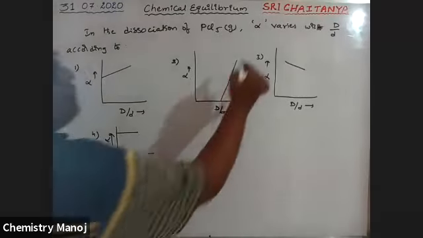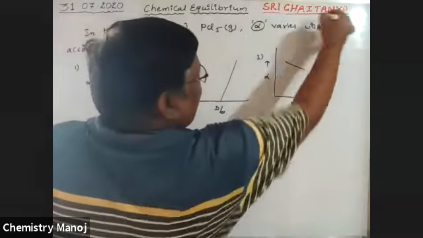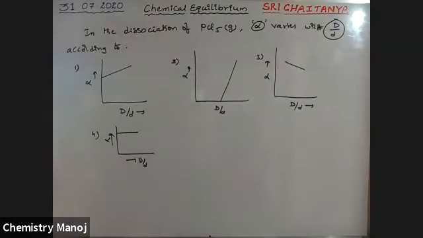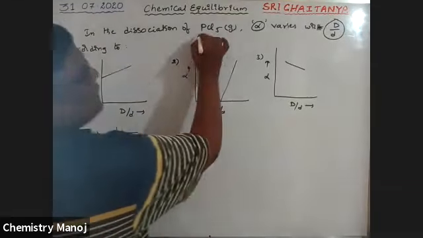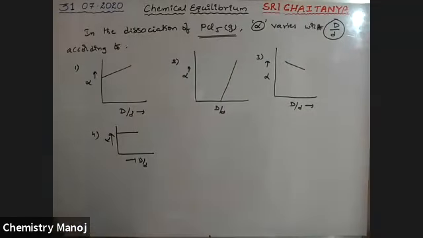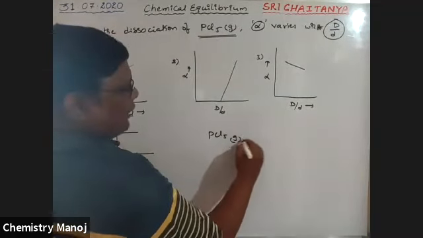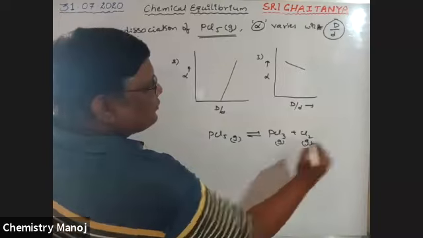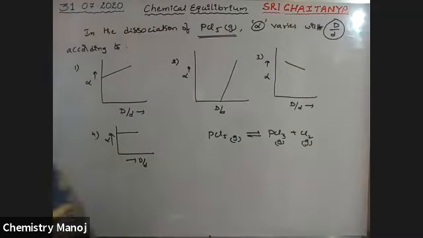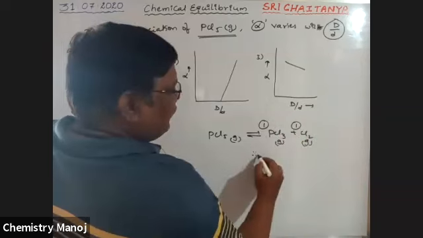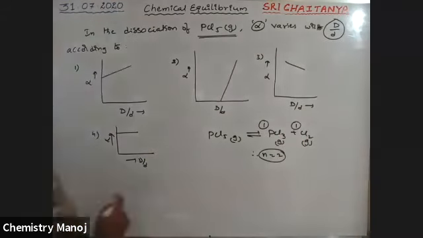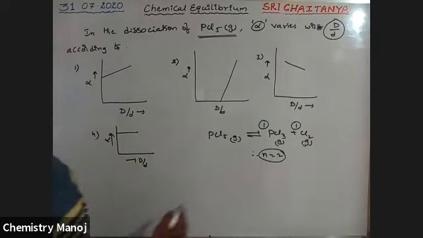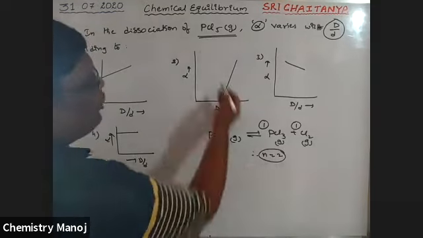So here the condition is alpha versus capital D by small d, and our formula is applicable for PCl5 gas. PCl5 gas dissociates into PCl3 gas plus Cl2 gas. It is 1 mole, therefore n is equal to 2. So, Sidhu, you are wrong. See here, n is equal to 2 for this case.